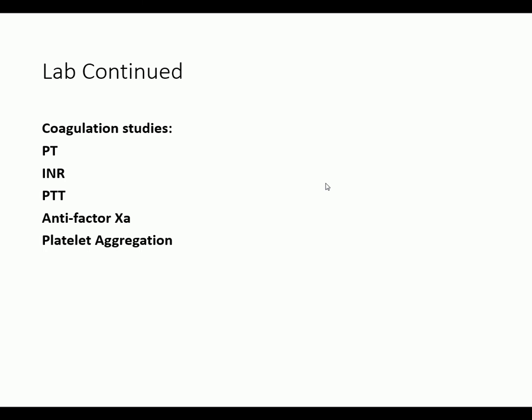The PTT assesses the intrinsic clotting cascade. Your PTT is prolonged whenever any factor is deficient, like in your hemophilias or in your DIC. Okay, and liver disease can also prolong the PTT due to the vitamin K dependent factors. Okay, your preferred range is 1.5 to 2 times the normal value.